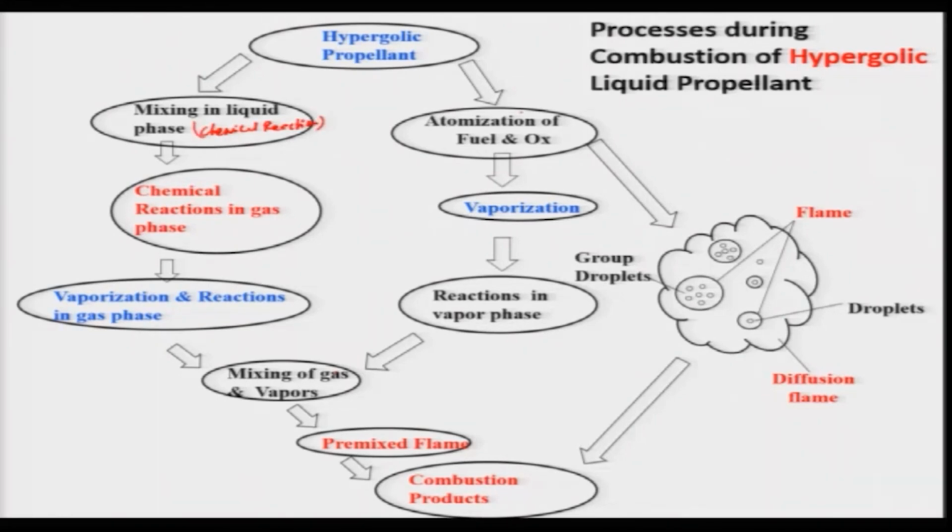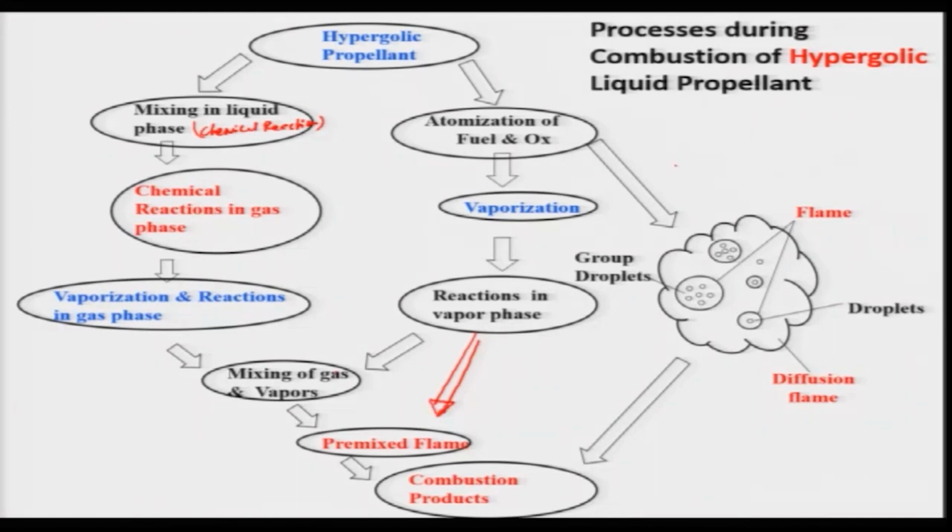And there is another way I can think of: atomization of fuel and oxidizer can take place separately, and then there will be vaporization of fuel and oxidizer, and when this vaporization occurs, in the gas phase there will be mixing between the fuel and oxidizer, leading to reaction in the gas phase. Again it will come back to the premix flame, and sometimes this vaporization occurs and the mixing of both will be taking place, leading to the premix flame.